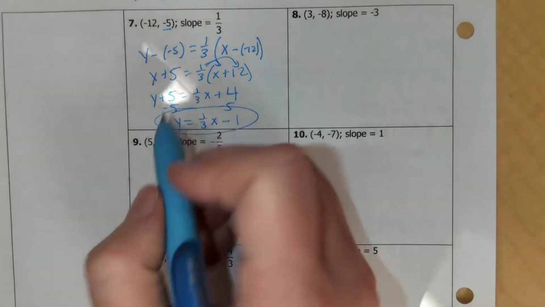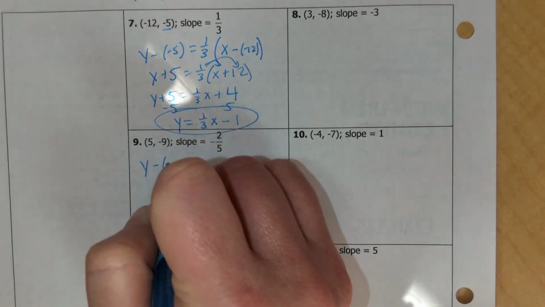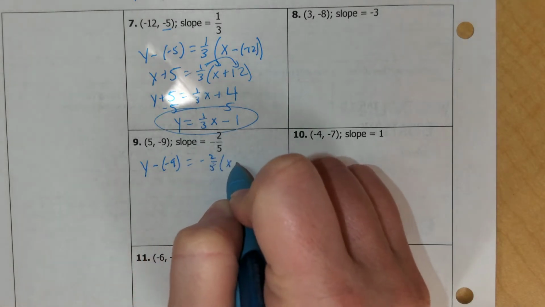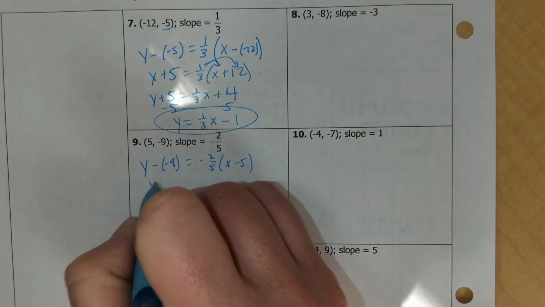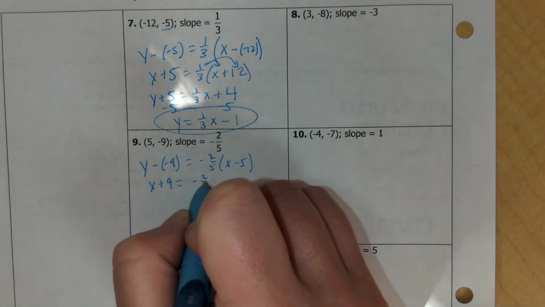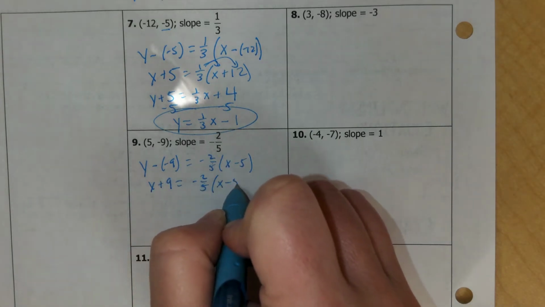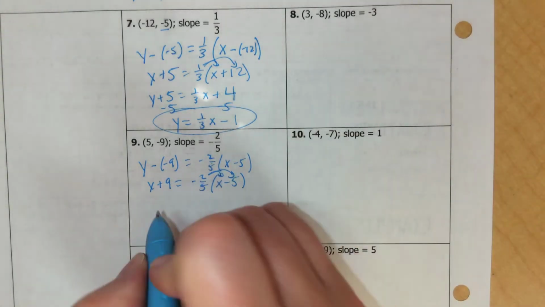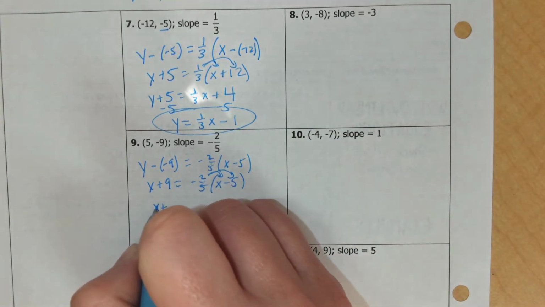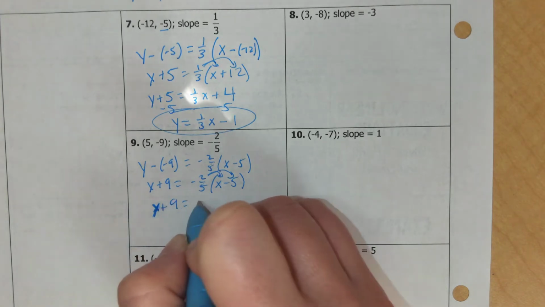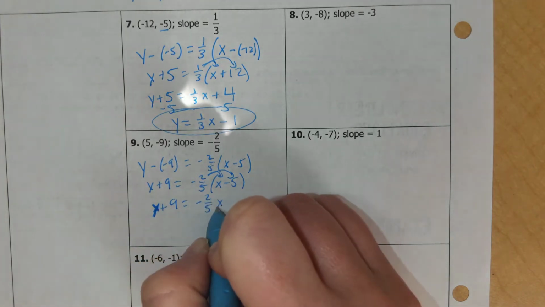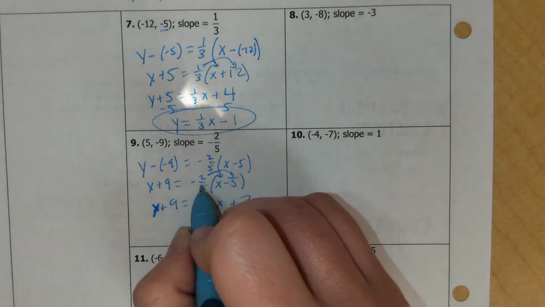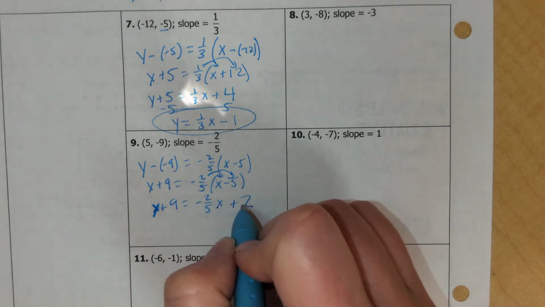let's go ahead and do number 9, where we do y minus that -9 is equal to -2/5 multiplied by x minus 5. So y plus 9 is equal to -2/5 multiplied by x minus 5. I'm going to distribute that -2/5. So y plus 9 is equal to -2/5 x plus 2, because we multiply that -2/5 times -5, we get a positive 2.